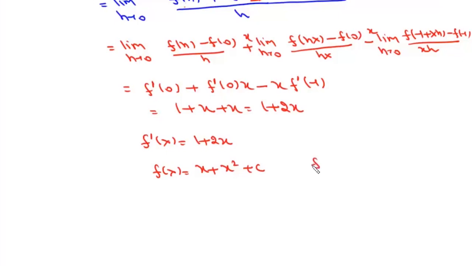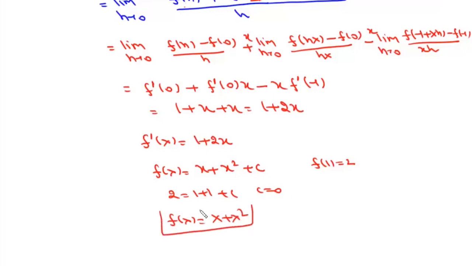Now we are given that f(1) is 2. So this is 2 and this is 1 plus 1 plus c, which implies c equals 0. That means our function f(x) is x plus x square, and that is the answer to this question.